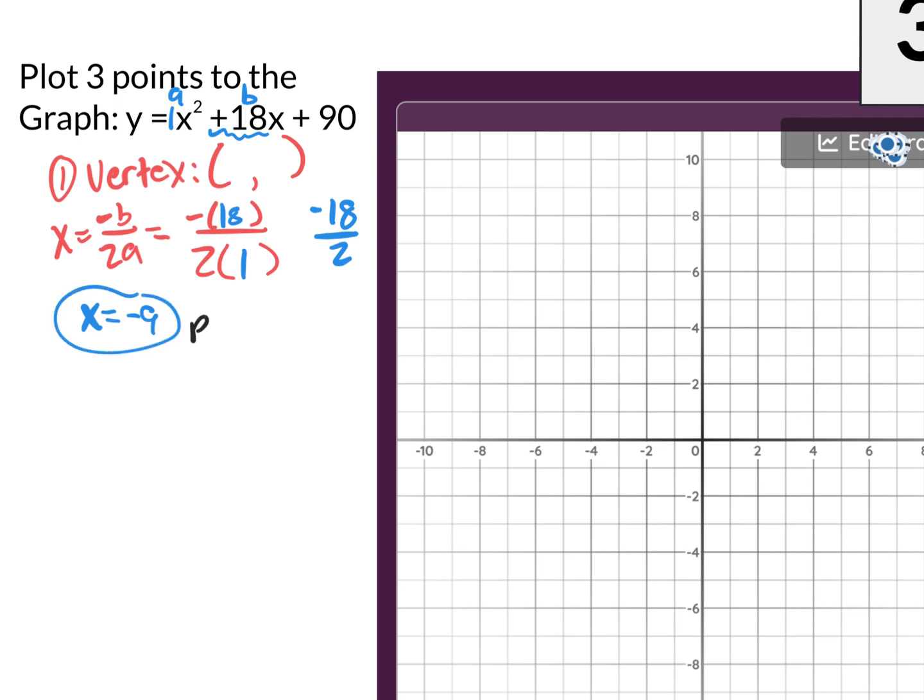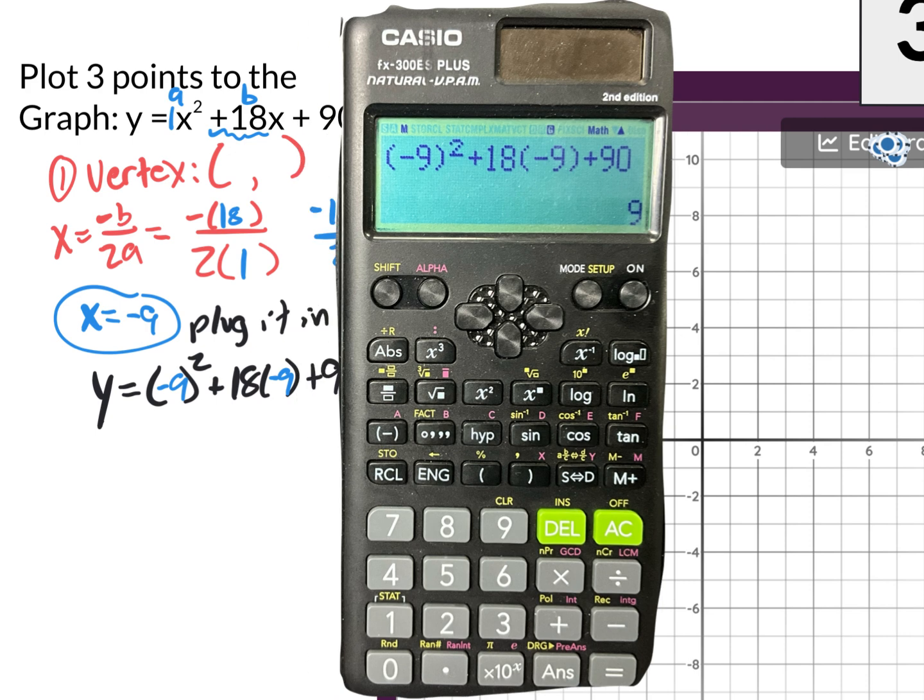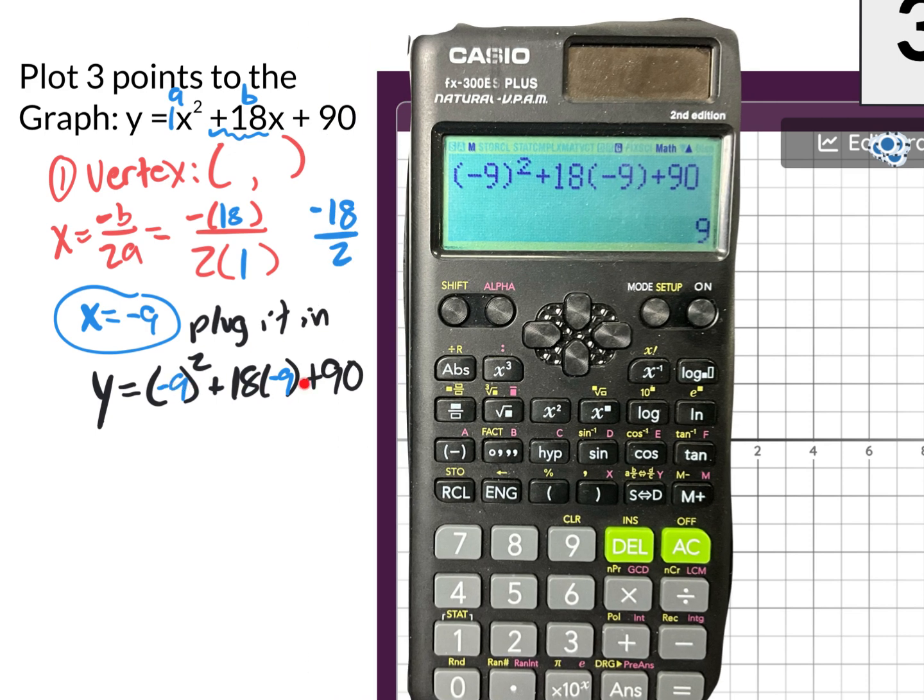Once you have that x value, plug it in. So you have your equation, the original equation, y equals x squared plus 18x plus 90. A lot of people freak out with that 90. Don't worry about it though. Let's plug in that negative 9 right in there. And of course, it'd be a good idea to use the calculator. If you type it in perfectly, the way I did right here, everything exactly the way it looks, and then hit equal, it'll give you the answer 9. So we just found out that y equals 9. So we have the vertex x value of negative 9 and the vertex y value of positive 9.